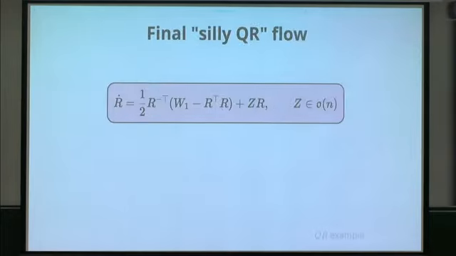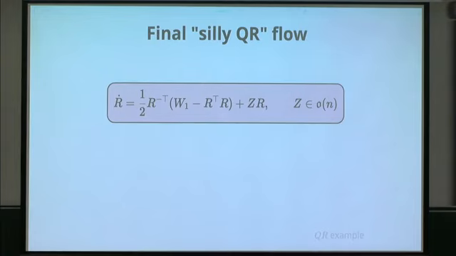And finally, if we now look at the flow upstairs, so on the cone of upper triangular matrices, it will look like this. And Z is some skew symmetric matrix. I have an explicit expression for this, but there wasn't enough space to write it down, so I just write it like this. Think of it as essentially a Lagrangian multiplier. Okay, that's very nice. So that's our flow. That's our silly QR flow.